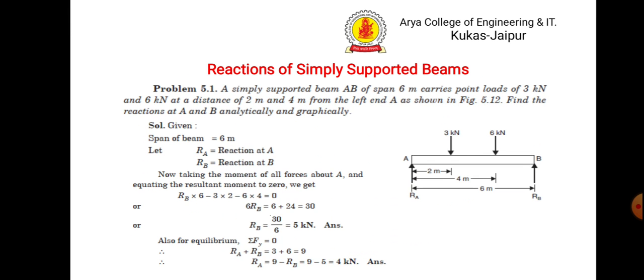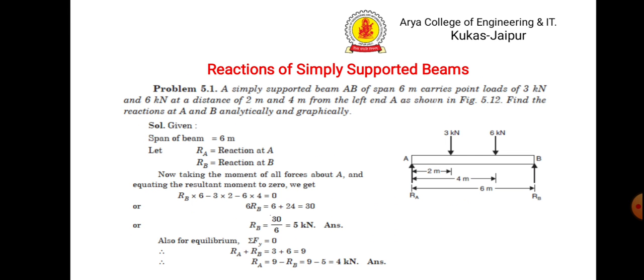Let us take one example. In this simply supported beam, we have to calculate RA and RB. First, in this there is no horizontal force, so we will not apply the condition summation Fx equals 0. For all vertical forces, summation Fy equals 0. All vertical upward, RA plus RB, equals all vertical downward, that is 3 plus 6 equals 9. This is equation number 1.